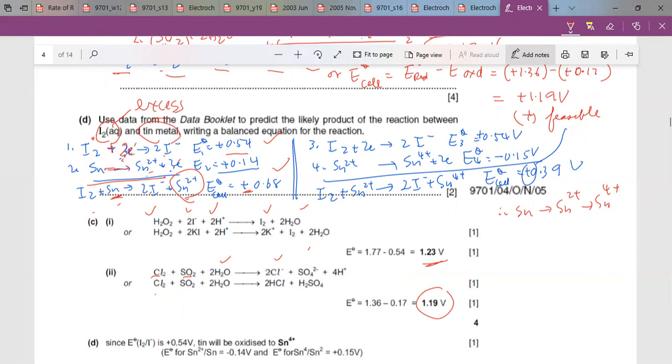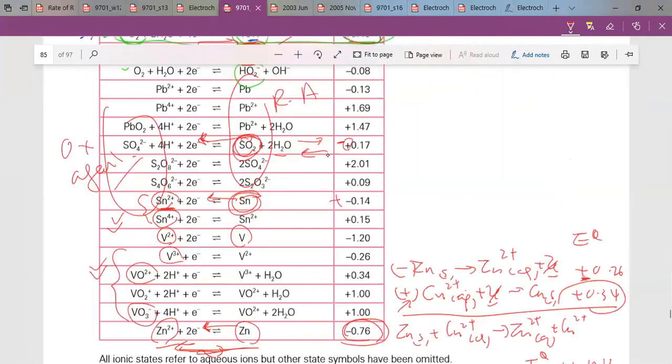So I put again iodine, going to I minus, because I minus is already stable. Okay, Sn2 plus, can it be further oxidized now? So I put this down here. Now this is the same one as this here, Sn2 plus to Sn4 plus. All right, can this be further oxidized now?